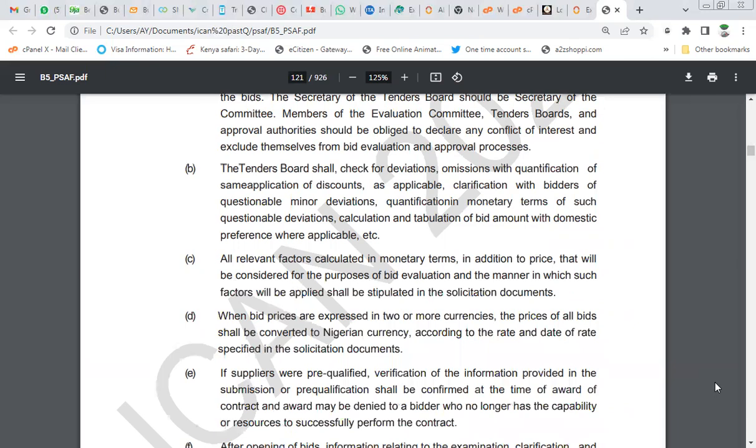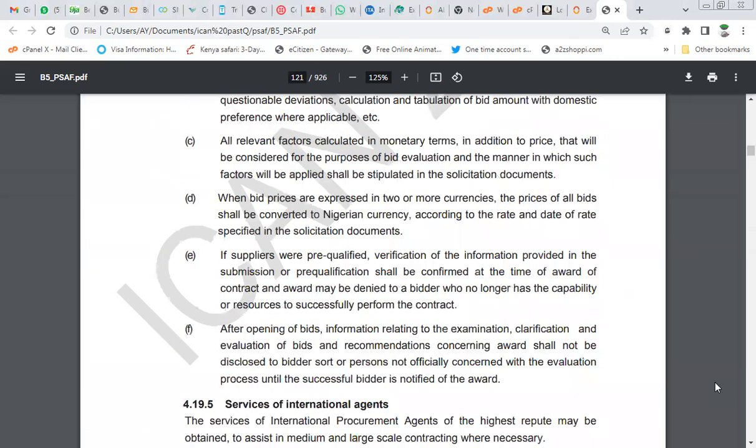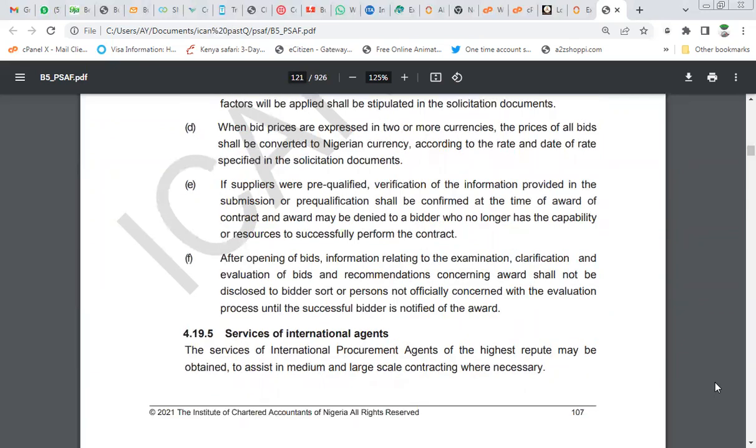Let me read C. All relevant factors calculated in monetary terms in addition to price that will be considered for the purpose of bid evaluation and the manner in which such factors will be applied shall be stipulated in the solicitation document. So you read the service of international agents also.